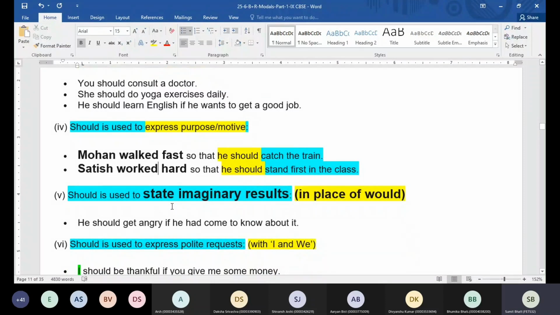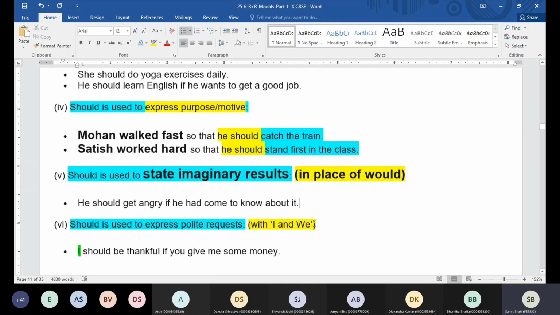Next thing, if you talk about the state, you are stating imaginary results. Imaginary results mean you are imagining and then you are telling somebody something. In that case, you can use would. Like he should get angry. Why should he get angry? If he had come to know about it. If he had come to know about something, in that case, he should get angry. We can also use he would get angry if he had come to know about it. It is also going to be fine.